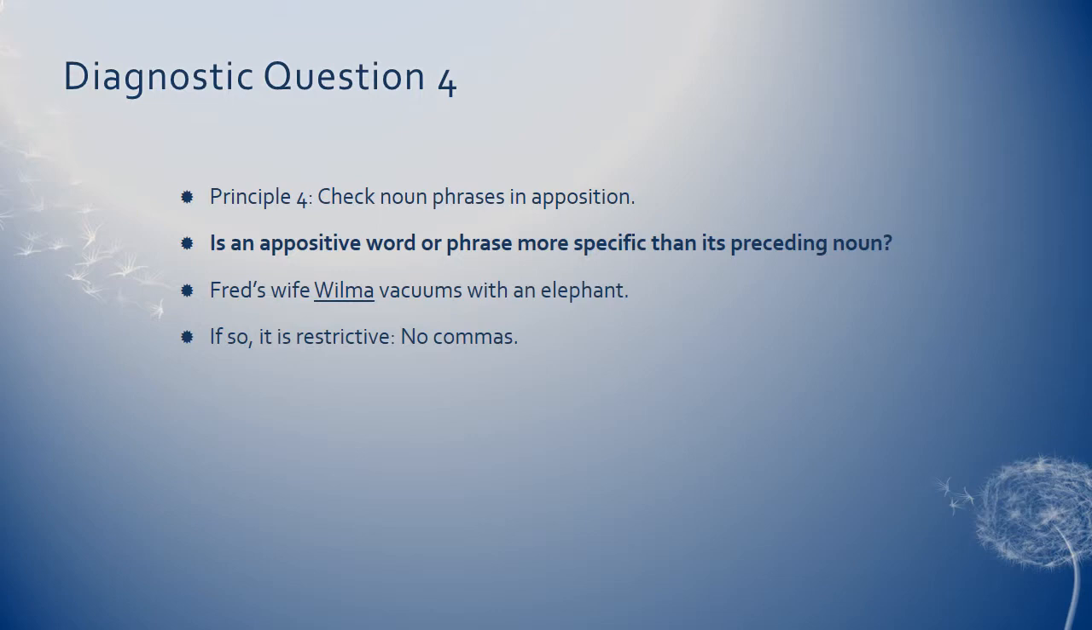No commas are necessary. Now here, Fred's wife is another way of stating Wilma, and Wilma is another way of stating Fred's wife. And so these are actually in apposition, and that's what we mean here. Now, if the second word or phrase is more specific, okay, and that's what we're talking about here, if it's more specific, then it is restrictive.